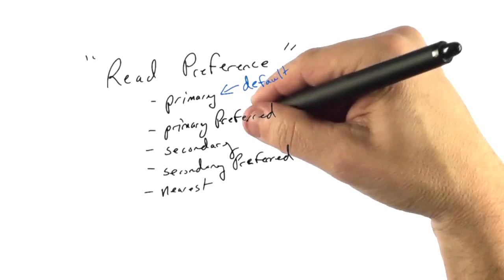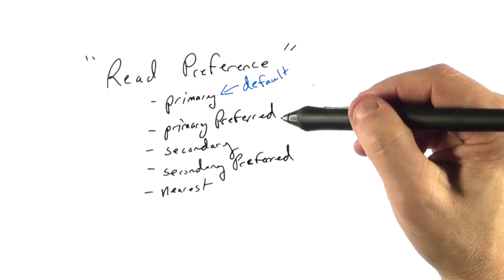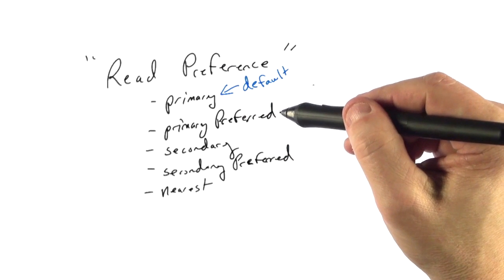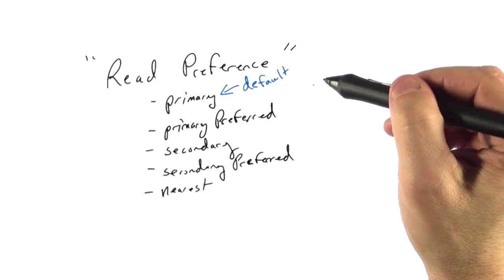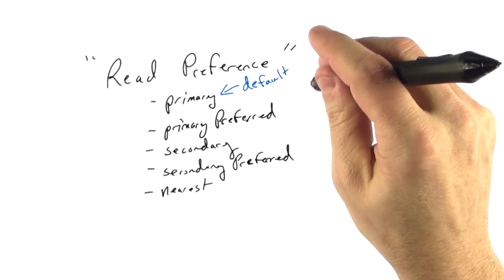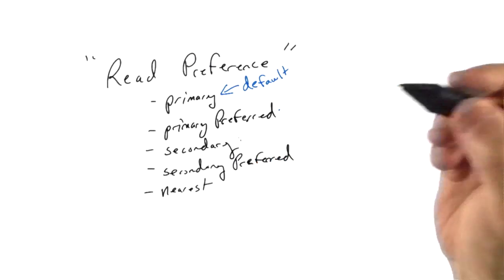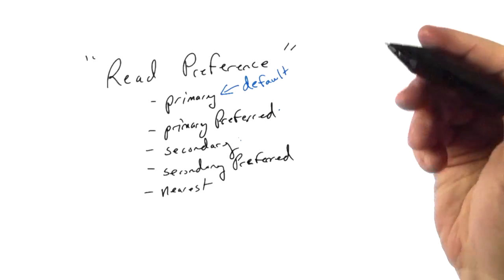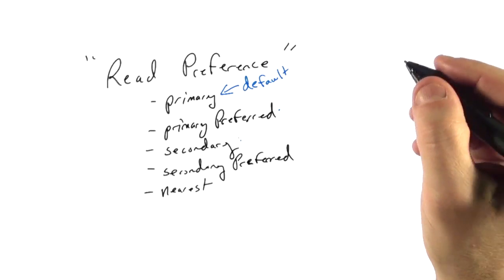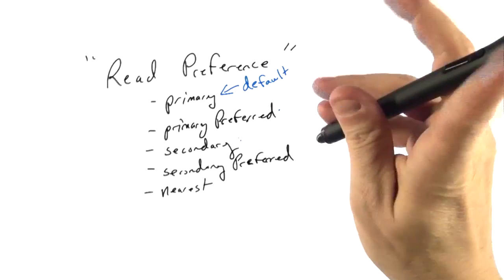Now let's think about these other options and what they mean. Primary preferred means try to talk to the primary, but if you can't find a primary, I'll take a read from a secondary. So that's what that means. Secondary means read only from secondary. So if you want to keep the load off of the primary, that's when we would use that.